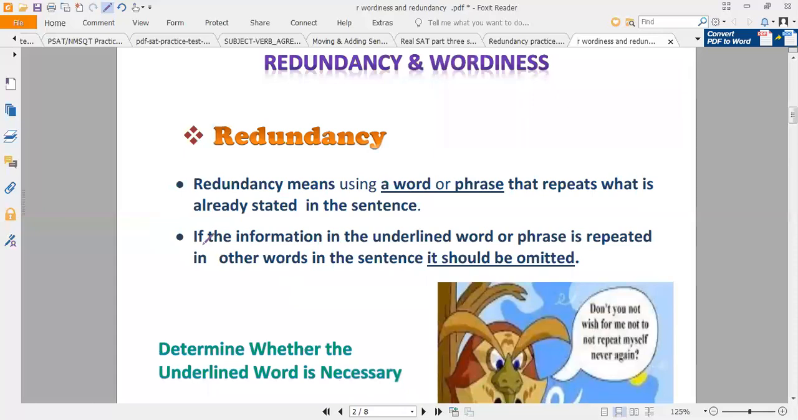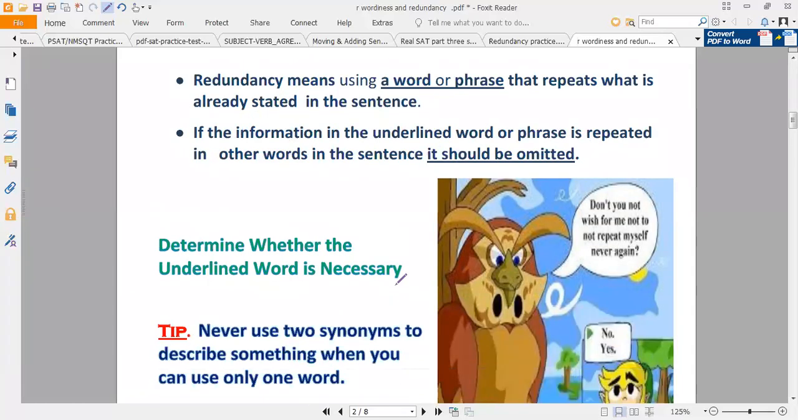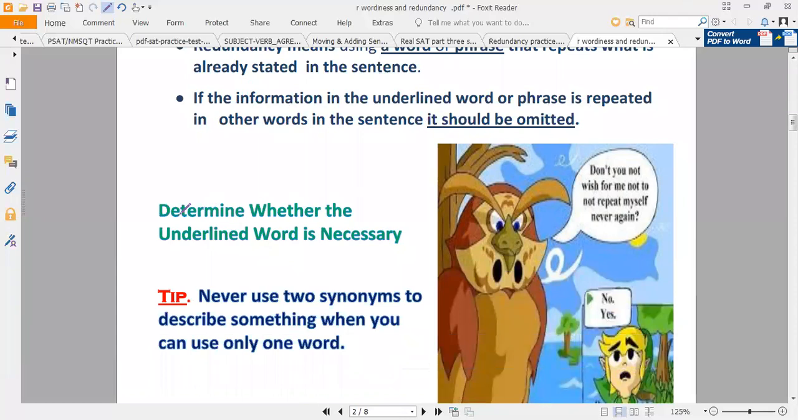طيب الكويستشن بيجي ازاي؟ بيجي ان في underlined word. If the information in the underlined word or phrase is repeated in other words في أماكن تانية، يعني in other words في كلمات تانية في السنتنس، surely يعني it should be omitted or should be deleted. يعني دايما delete the repetition from the sentence. عشان كده وأنت بتحل look at the question very well و look at the underlined sentence، بص على underlined word أو phrase و determine whether the underlined word is necessary. يعني قرر كده وشوف الكلمة underlined word دي مهمة محتاجها في الجملة ولا it is unnecessarily inserted in the sentence.